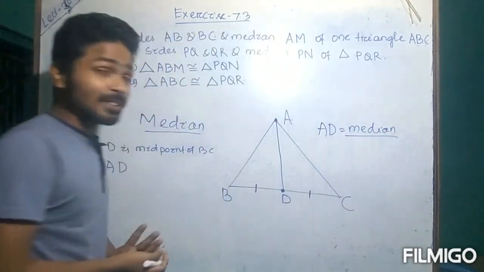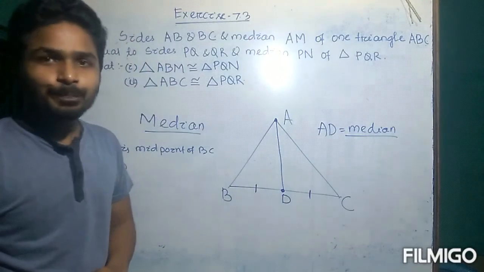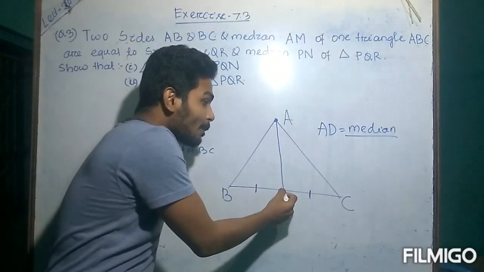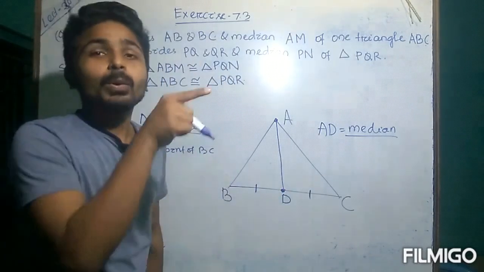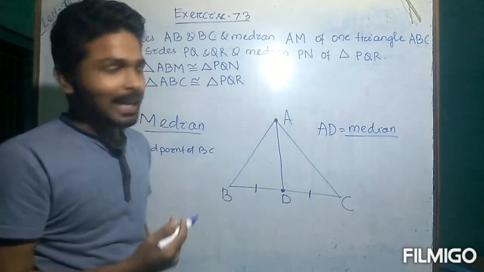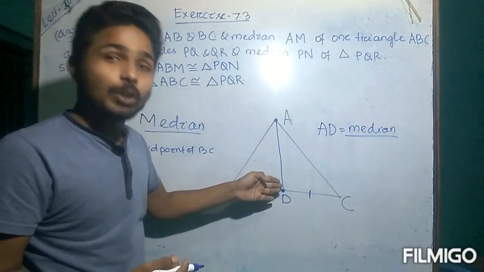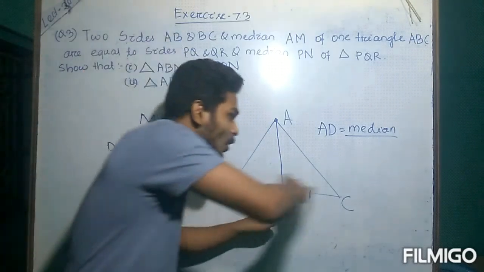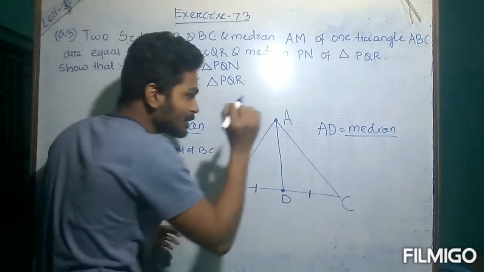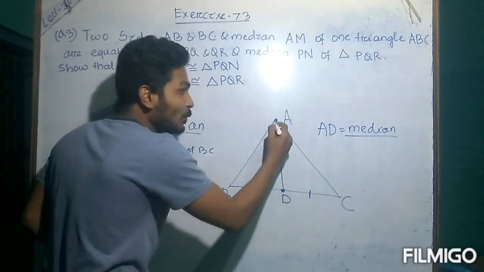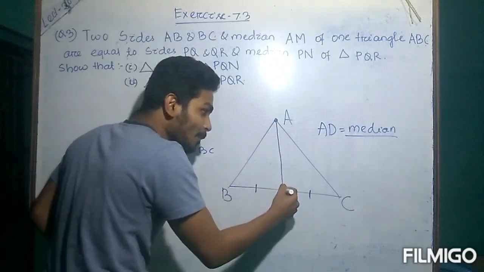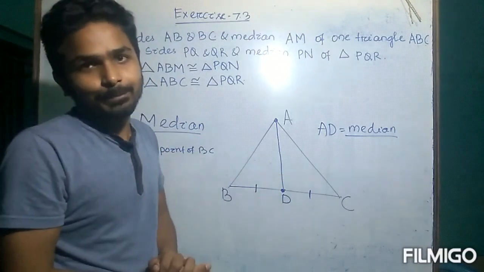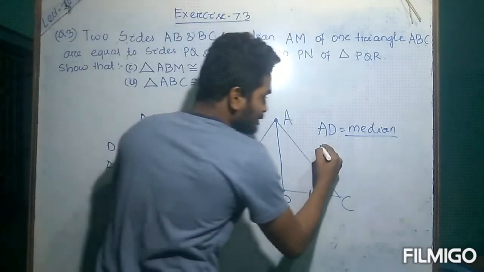Then what is the definition of median? How did we find this median? After joining a vertex to the midpoint of its opposite side, we get a median. So a median is a line which joins a vertex with the midpoint of its opposite side. Again, a median is a line which joins a vertex with the midpoint of the side which is just opposite to it. So you can write the definition.